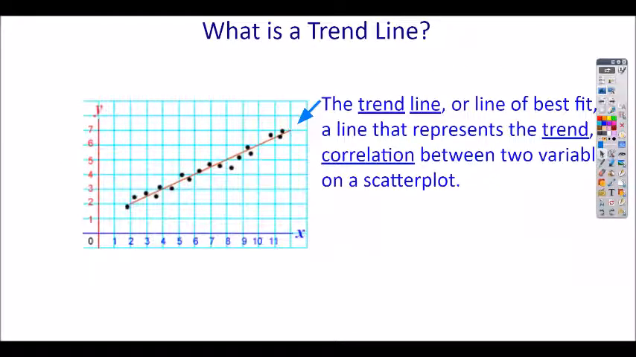Next, we're going to look at what we call trend lines. The trend line, or line of best fit, is a line that represents the trend correlation between two variables on a scatter plot. You'll notice that these dots have a trend that looks linear, and so what we did is we drew a line through the middle of those dots.